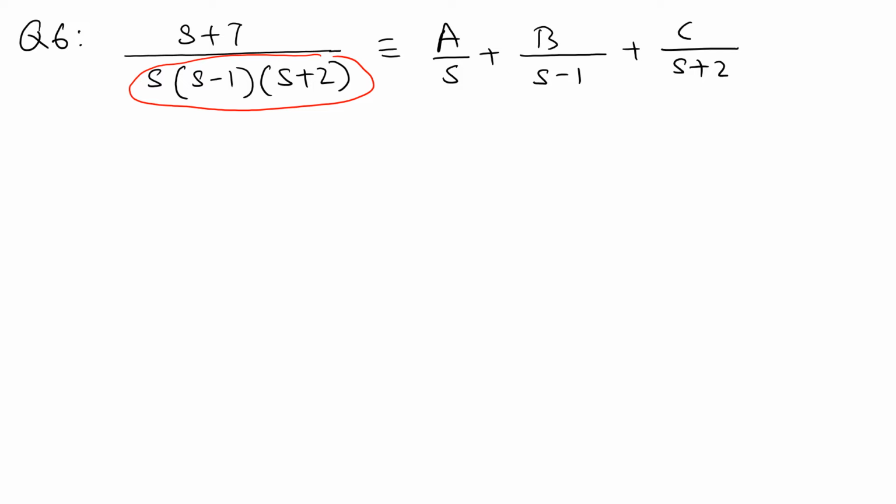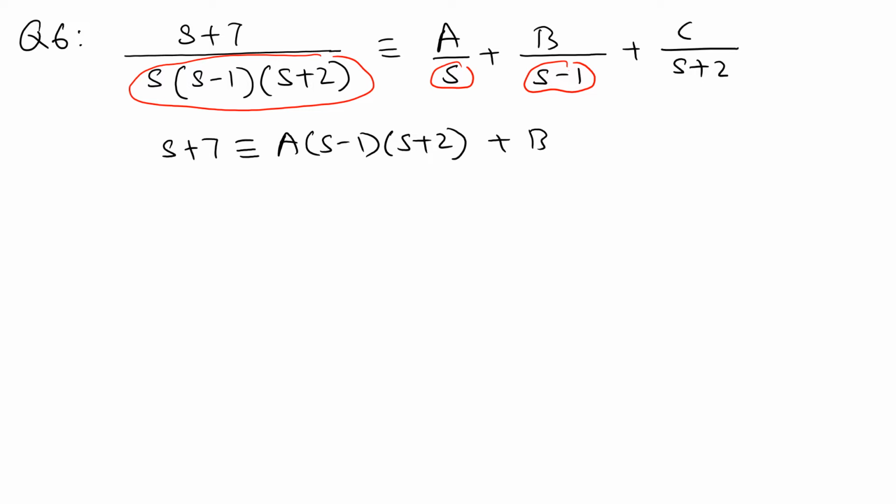When you multiply by that factor, you're going to get s plus 7 on this side, identical to a times, you do not write this term, but write everything else. You write the other terms, so it's going to be s minus 1 and s plus 2. That's the first one. If you go to the b, you cancel, you do not write this term, but write everything else, so it is going to be s plus 2. And then if you go to the c, it's c times s, and write s minus 1.